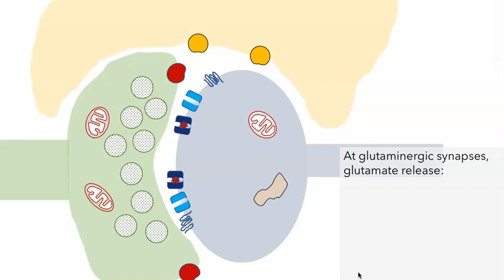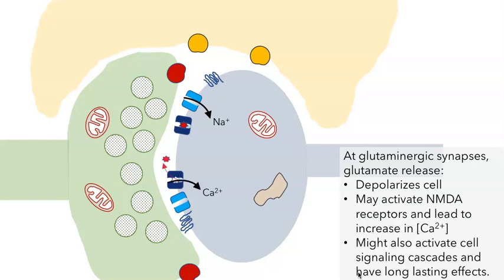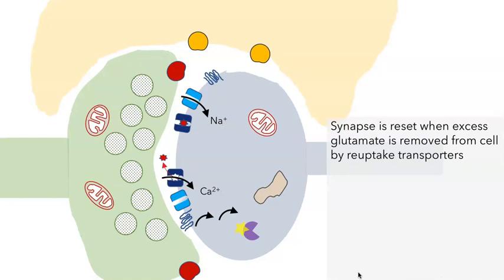So to summarize, at glutaminergic synapses, glutamate release is going to depolarize the cell. It might activate NMDA receptors, leading to an increase in calcium, and it might also activate cell signaling cascades and have long-lasting effects. We'll need to reset the synapse and remove excess glutamate.